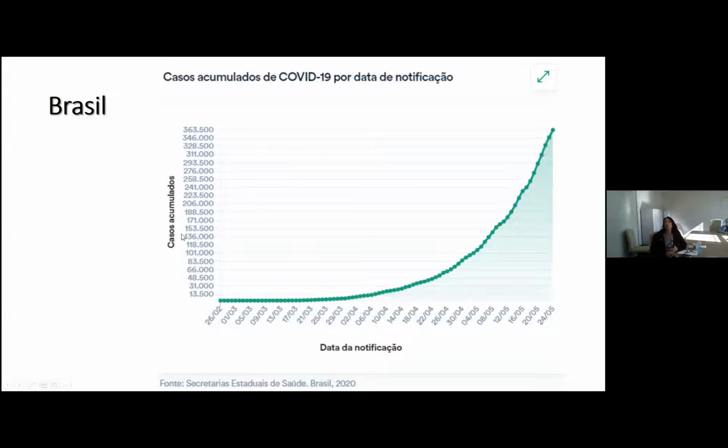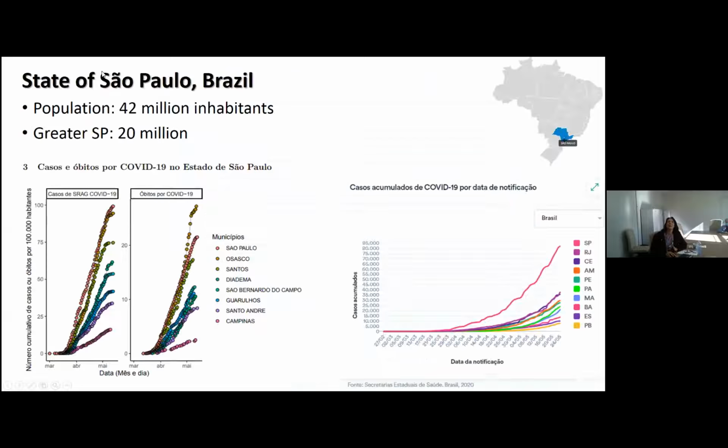As you know, Brazil now is the main center of the disease at the moment. And this is the number of cases over time. And the state of Sao Paulo, in the southeastern part, is probably the largest state in population. It has 42 million inhabitants, and the greater Sao Paulo has between 20 and 21 million inhabitants.